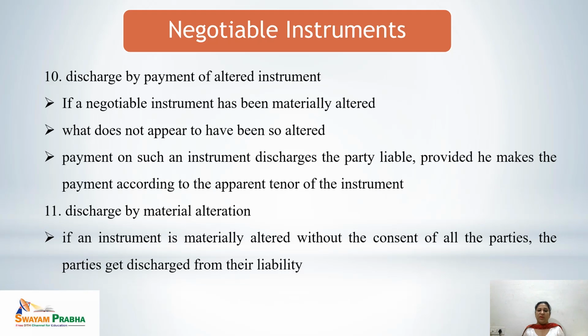That means if the instrument is materially altered without the consent of all the parties, the parties get discharged from their liability. To clear this point more, let's take an example. If the instrument was due with rupees 5,000, but one of the parties, without the consent of all, makes it rupees 4,000, this is a material alteration. So this would discharge other parties from their liability.